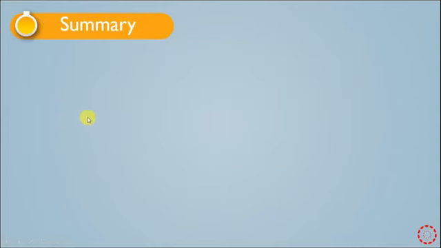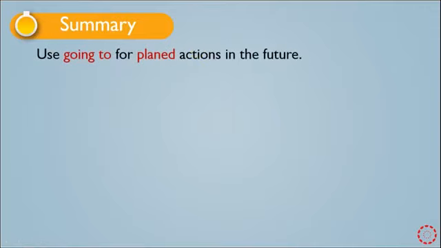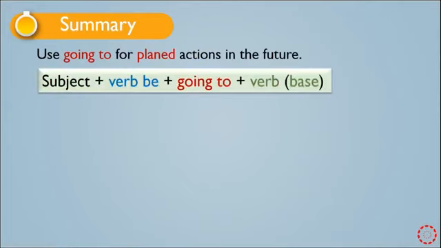The summary, what did we learn? We use going to for planned actions in the future, and this is the general rule of going to. We have the subject and then we have the verb to be: is, am, are, and then going to. After going to we have the base form of the verb.